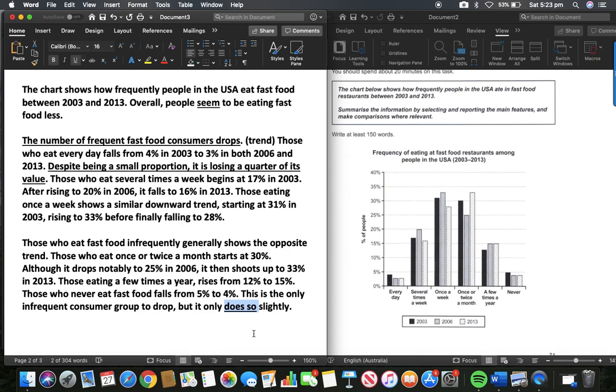Take a look at that and watch the video. Really pay attention to the different grammar points. You'll see the other ones that I do. I use similar techniques and structure. And really, one of those things that I strongly recommend is pay attention to things like this here. Despite being a small proportion, it is losing a quarter of its value. So that's a much smaller number now. I mean, imagine if that had been 2%, it's lost half the value. So very important thing to be paying attention to.